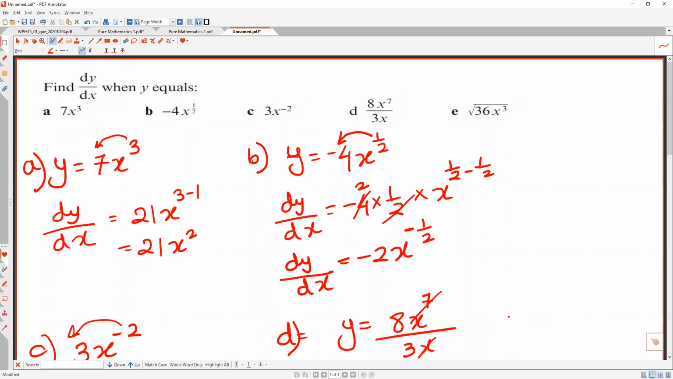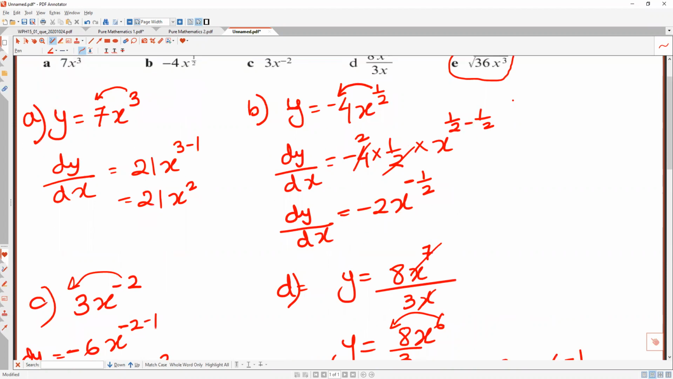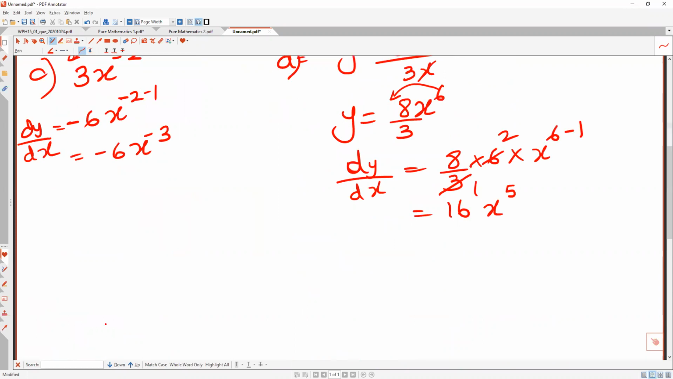Please send me a message or just say it here. Yes or no? Now, let's talk about this. Yes, this kind of simplification you guys are supposed to have. This is the reason you have to have a very good grasp on your basics from your O levels. Okay, let's talk about E part.